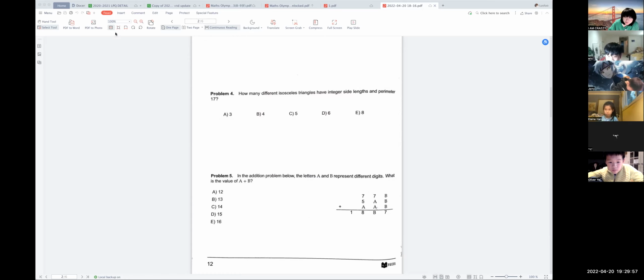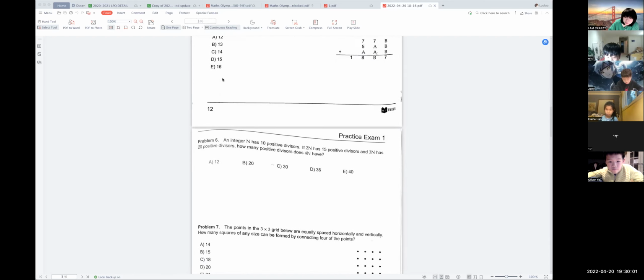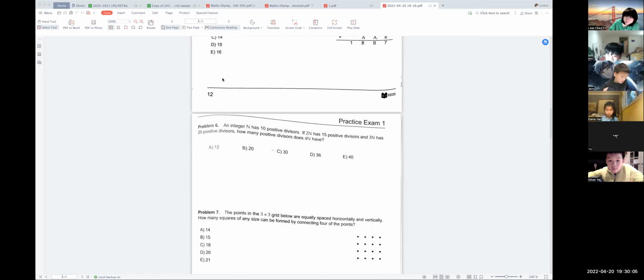Thank you, everybody. Okay, this question should be really quick. Let's take a look at this one. An integer n has 10 positive divisors. If 2n has 15 positive divisors and 3n has 20 positive divisors, how many positive divisors does 4n have? Very good question. This one needs a little bit of time to think about.